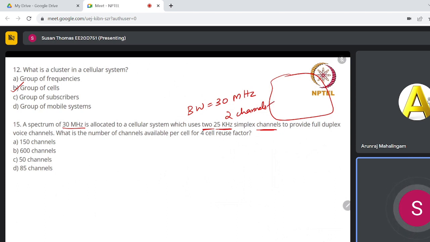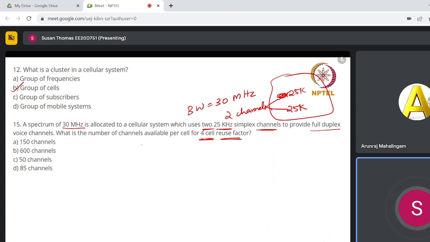So one is 25k. The second channel is also 25k, to provide full duplex voice channels. What is the number of channels available per cell for 4 cell reuse factor? I'll tell you the meaning of this last statement.